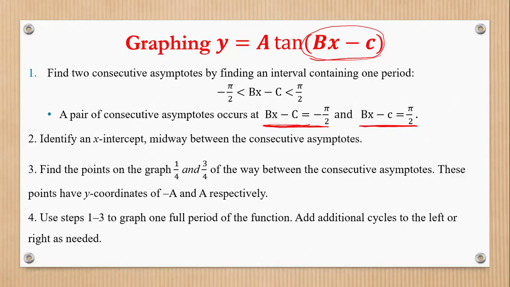And after finding the equations of the asymptotes, we graph them. And then to find the x-intercept, we find the midway between the two asymptotes. After finding the x-intercept, we will find two other points, which are 1/4 and 3/4 of the distance between the asymptotes. And those 2 points have the y values of -a and +a, so we don't need to calculate them like what we did in the sine and cosine, because they're usually -a and +a. And then we plot all the points and graph the function for one period of the function. So these are the steps that we follow, and I want to show you an example of how it works.